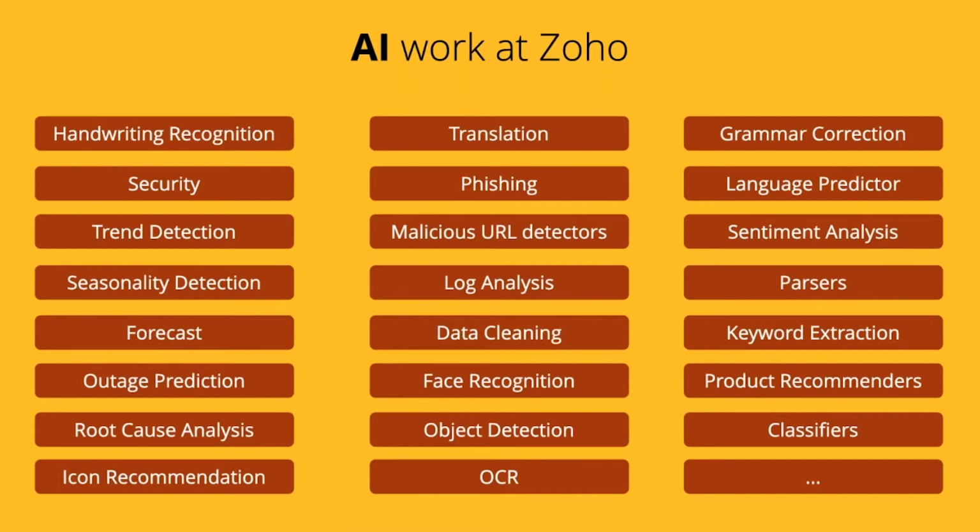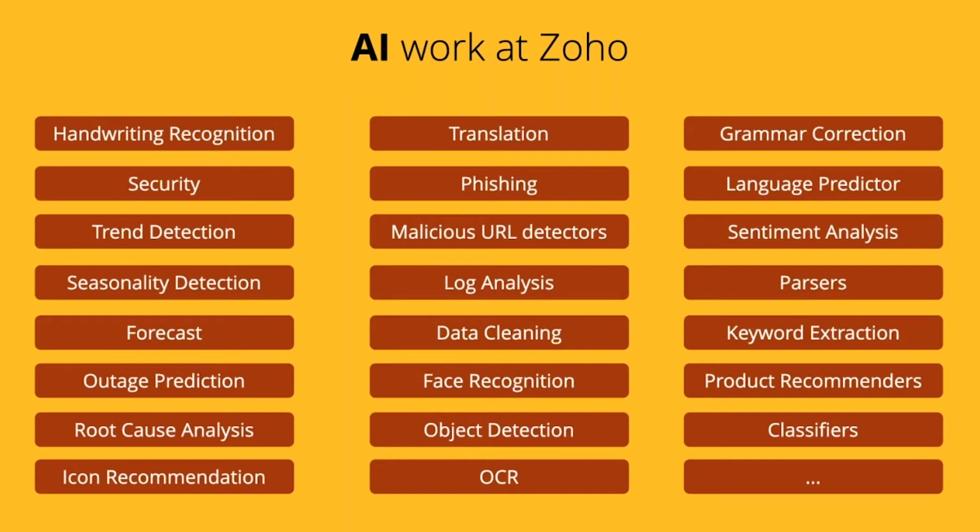Forecasting is something else that is mentioned here. So looking at sales trends so that you can better forecast what the future of your business is going to look like. A whole bunch of different things. Handwriting recognition, which is useful for something like Zoho Expense, where you're maybe writing down a tip and we have to add that up. So a whole bunch of different ways AI is at work within Zoho.